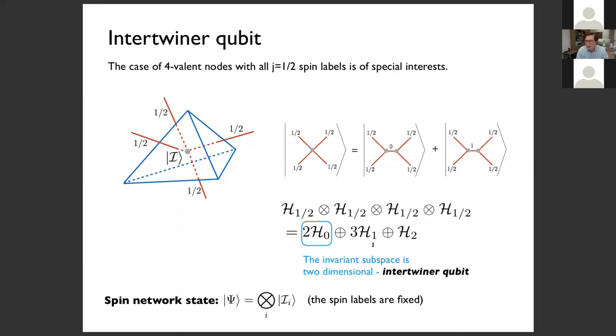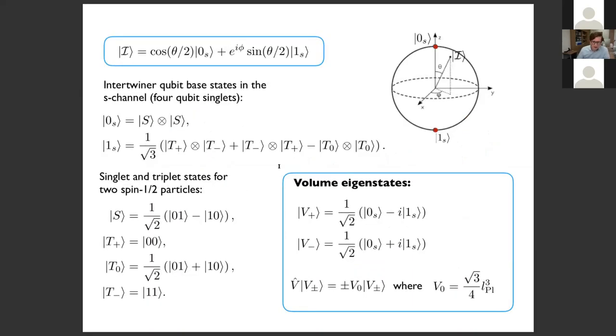In this case, it's two-dimensional, so it can naturally be associated with a qubit, okay? And we call it the intertwiner qubit. So in that case, our spin network composed of such four-valent nodes will be a system of qubits, okay? And the spin network state will be a tensor product of such qubits. So the general state of such an intertwiner qubit can be written as a general superposition of the two singlets. I call the singlets 0s and 1s.